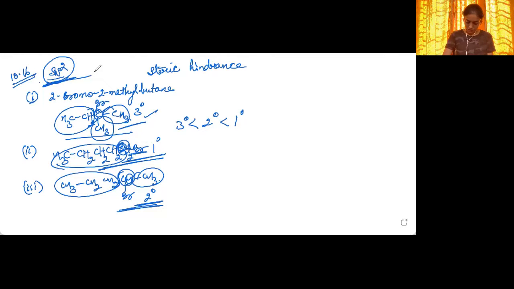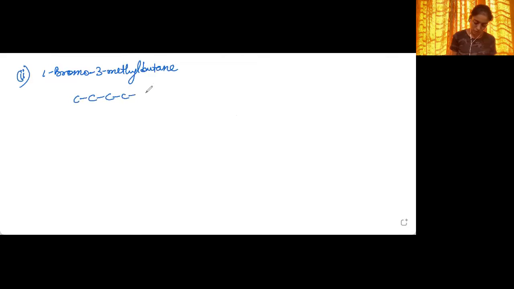Okay. So let's now move into the second part of this question. Let's see what it is. Which molecules have been given in the second part? Okay, the second part of this question is 1-bromo-3-methyl butane. Okay, let's just draw it first. 1, 2, 3, 4. Okay, it is butane. 1-bromo, and at the third position, there is a methyl group.